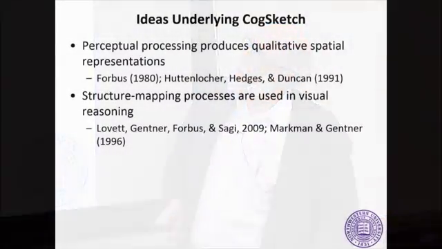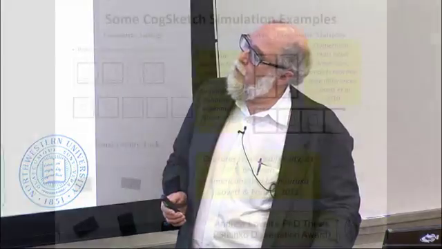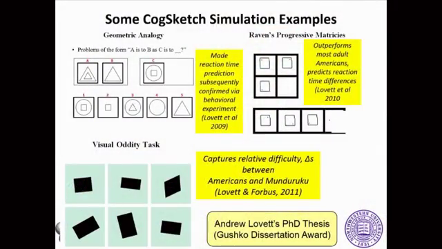Now, it turns out there's two parallel literatures, one in artificial intelligence about qualitative reasoning, and one in cognitive psychology that they call categorical coordinate, and they're the same thing. And they're interestingly complementary literatures. So the other thing is that structure mapping processes are used in visual reasoning. So let me show you some work from Andrew Lovett's thesis. So geometric analogies. A is to B as C is to one of those.